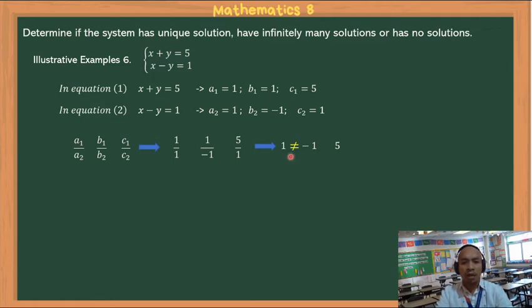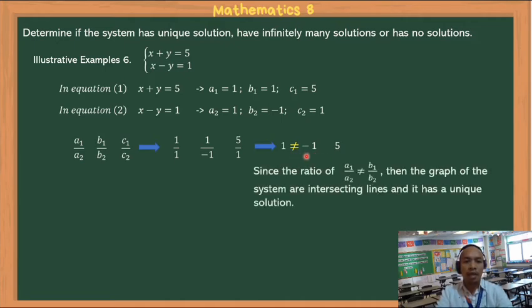So in this case, we can automatically conclude that this system has a unique solution based on the ratios that I have presented in the three different cases. Thus, we can say that this system has intersecting lines as the graph. And that means that the system has a unique solution.